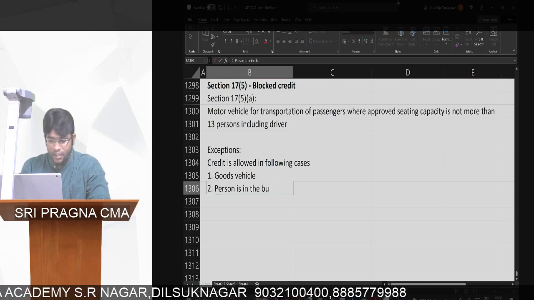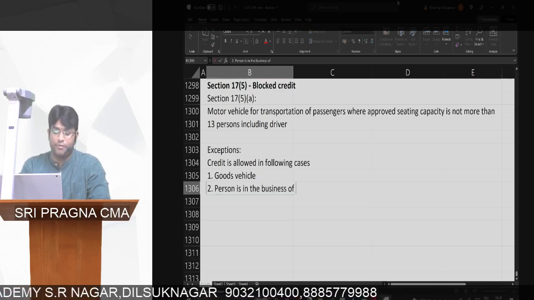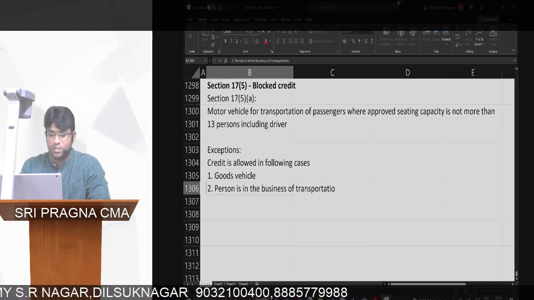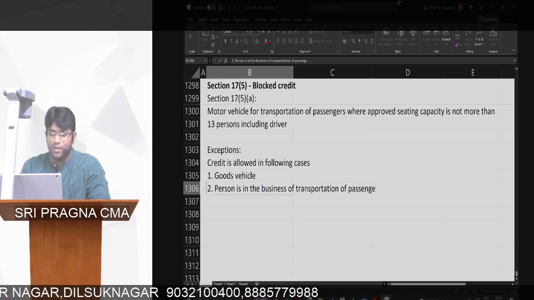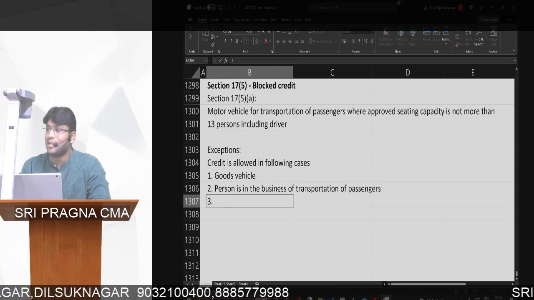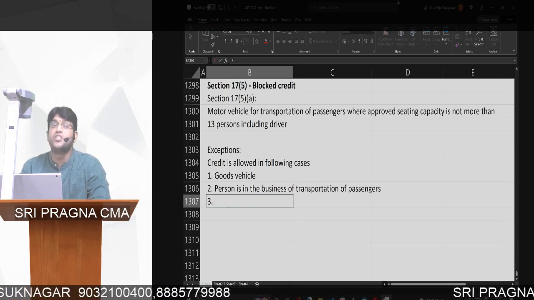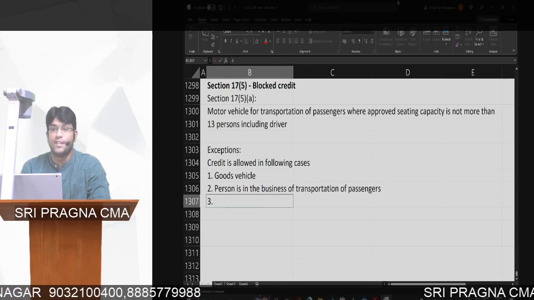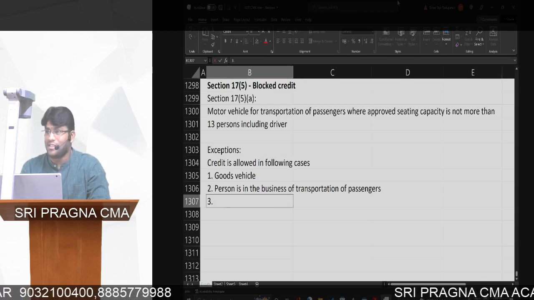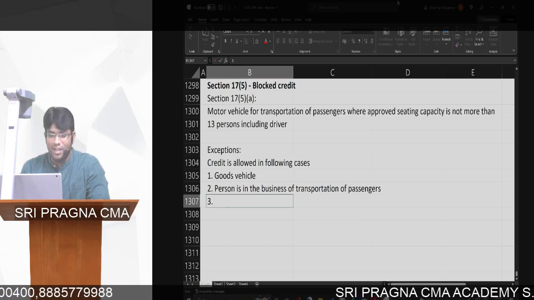Next, a person in the business of transportation of passengers. Example, travel agents, Orange Travels, Airavat, Southern Travel, so many are there. Clear, friends? First one is person in the business of transportation of passengers.